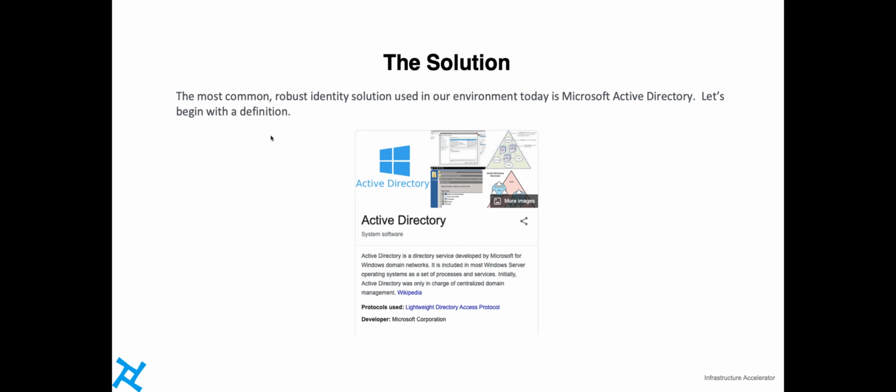The most common and robust identity solution used in all corporate environments today is Microsoft Active Directory. Let's begin with the definition. Active Directory is a directory service developed by Microsoft for Windows domain networks. It is included in most Windows Server operating systems as a set of processes and services. Initially, Active Directory was only in charge of centralized domain management.